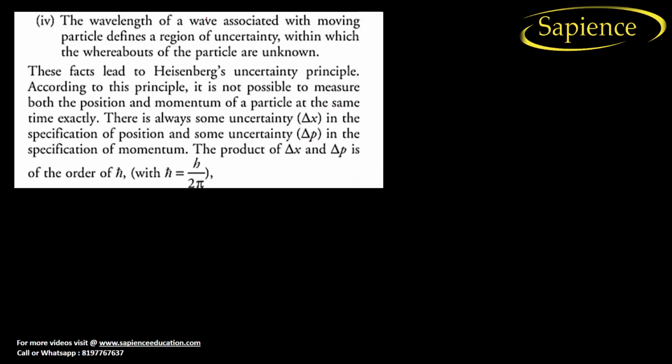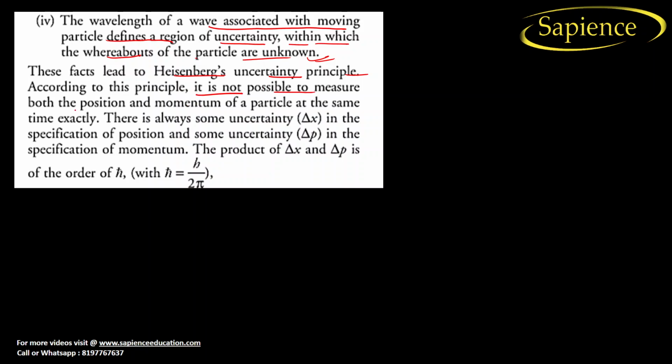Now the wavelength of the wave associated with the moving particle defines a region of uncertainty within which the whereabouts of the particle are unknown. What do you mean by this? The wavelength of the wave associated with the moving particle defines a range of uncertainty within which the whereabouts of the particle are unknown. From this fact the Heisenberg uncertainty principle came out, and according to this, what happened?